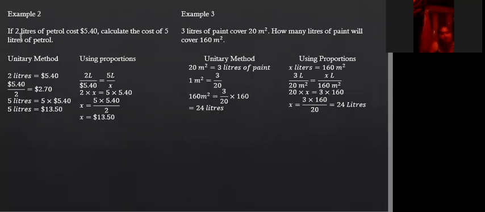Okay, no problem. Now, in this example, if 2 liters of petrol cost $5.40, calculate the cost of 5 liters of petrol. So you have the unitary method when it comes to rates. 2 liters is equal to $5.40. So we want to find how much is 1 liter. We're going to divide that $5.40 by 2 to get $2.70 for 1 liter. So now that we know 1 liter is equal to $2.70, we want to know the cost of 5 liters. So you're going to multiply 5 by 2.70.